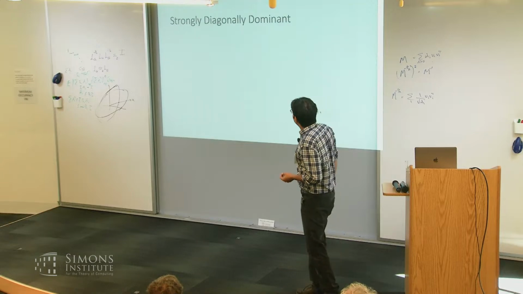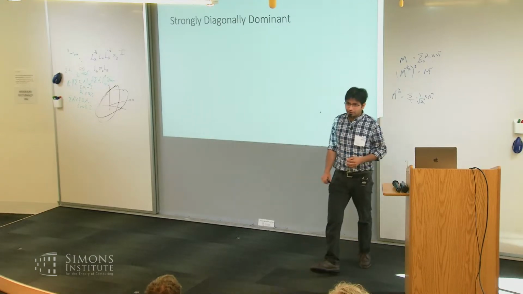Okay, super. So let's answer the first question. That turns out to be pretty easy. You can find large submatrices of the Laplacian that are easy to invert. And let me show you how. I'm going to find submatrices that are strongly diagonally dominant.